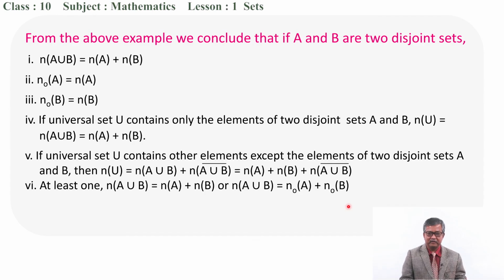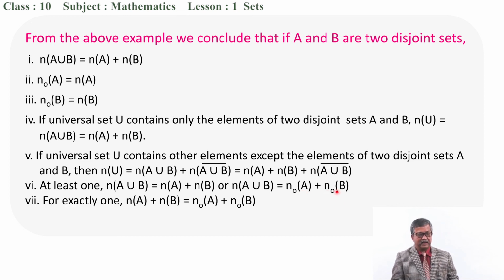At least one means the cardinality of A union B. That means the cardinality of A plus the cardinality of B. Or we can say that the cardinality of A union B is equal to n(only A) plus n(only B). Exactly one means only one. That means the cardinality of A plus the cardinality of B, because A and B are disjoint. So it means n(only A) plus n(only B).